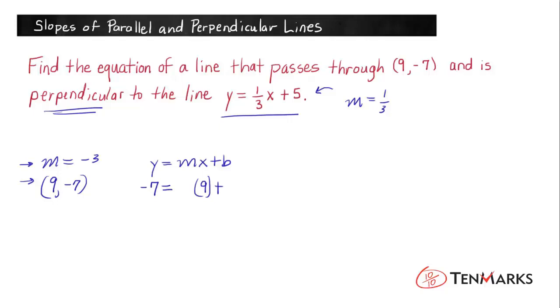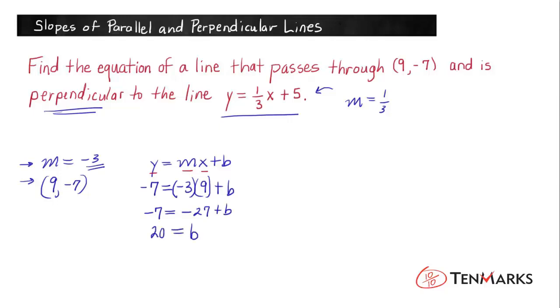We don't know b yet, but we also have the slope. So we've got a negative 3 that goes in place of the slope. We have one point which gives us an x and a y, and we have the slope. So the only thing that's missing is the b, which gives us one equation with one variable, so we can solve for b. First, let's simplify the right-hand side. That'll give us negative 7 equals negative 3 times 9 is negative 27 plus b. And we'll add 27 to both sides, which gives a positive 20 equals b.